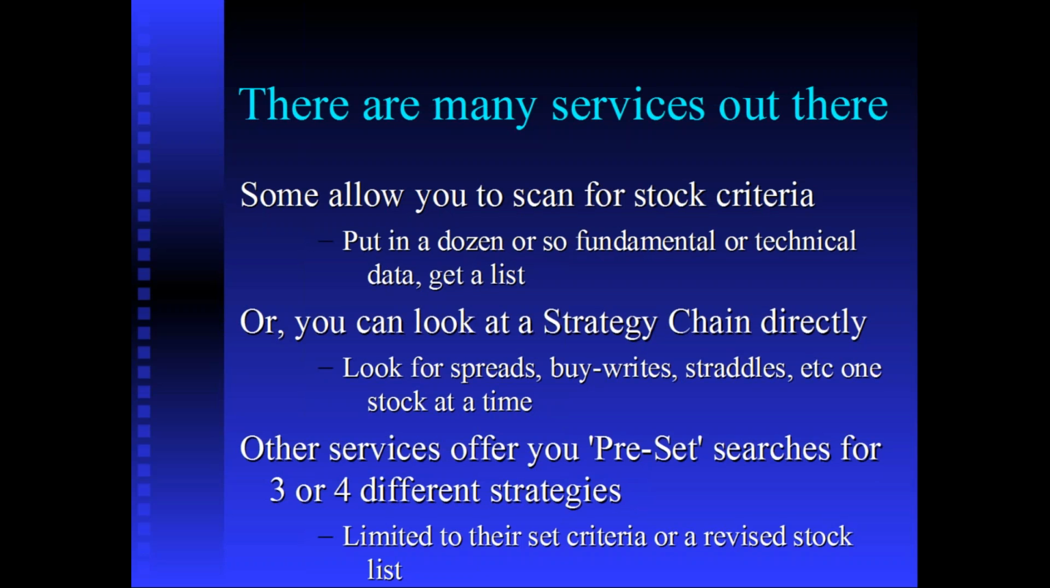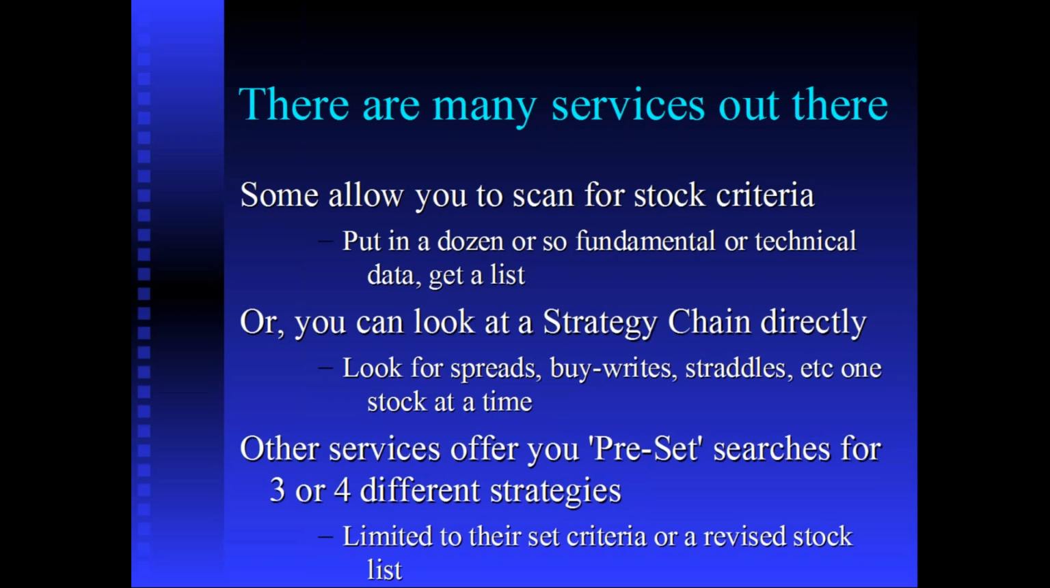Others, you can look at the strategy chain directly if you know the stock, but the criteria might not match what you're looking for. I go to my broker, I go to Apple, I click on a spread chain, let's say a bull put credit spread, and I see that there's nothing there that matches the return or the delta or the probability that I want. So I have to go back to square one and try to find a new stock.